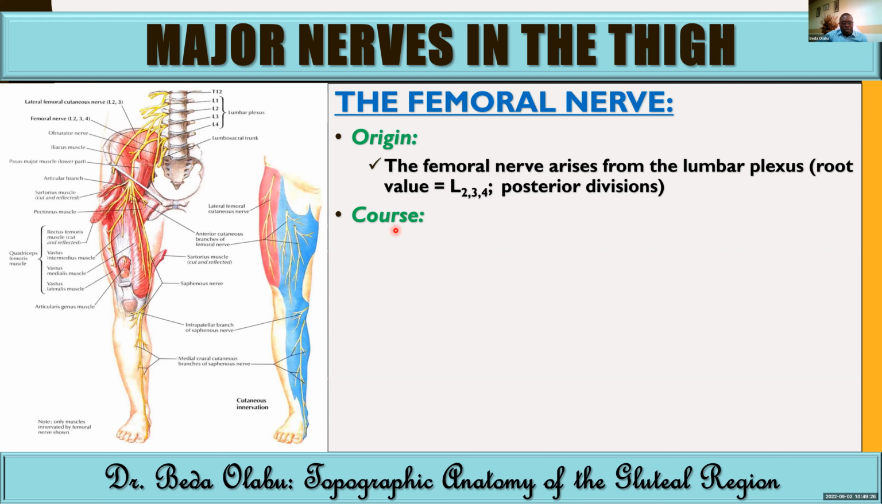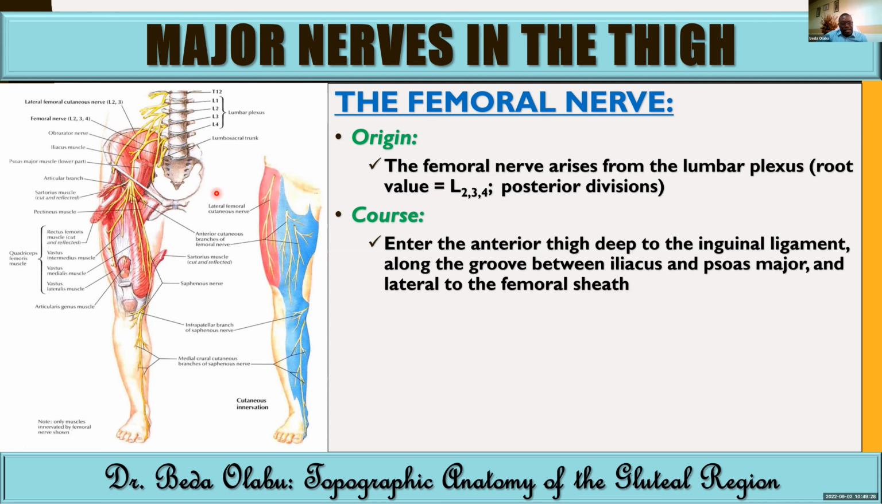The femoral nerve enters the thigh deep to the inguinal ligament. Now, as it enters the thigh deep to the inguinal ligament, follow it. So there's the femoral nerve. The nerve is found within the groove between the iliacus muscle and the psoas major muscle. So it passes through that groove, and so this is the femoral nerve. Take note that the femoral nerve is not found within the femoral sheath. It is lateral to the femoral sheath.